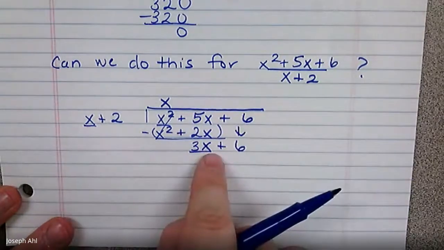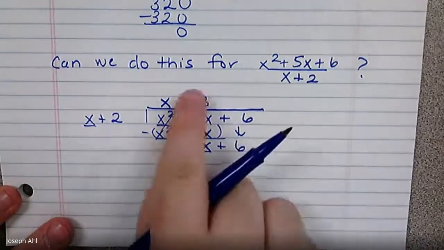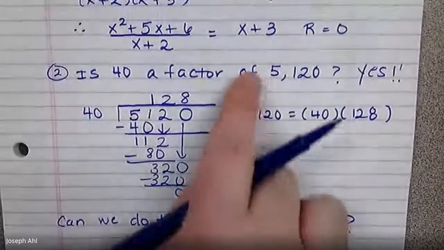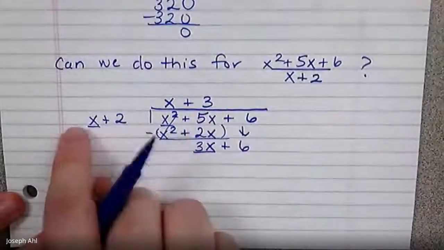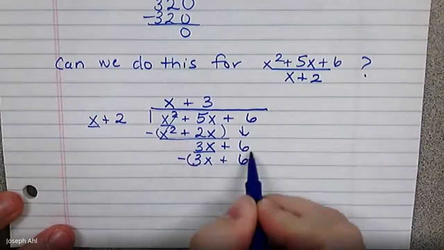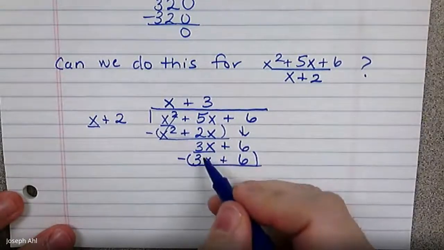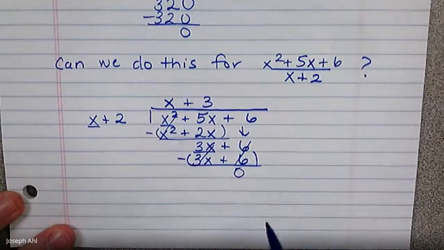X divides into 3x, or 3x divided by x, if you want to think of it that way, would be a positive 3. That's looking promising. What was our quotient up here? X plus 3, right? All right, so then take the 3, multiply it by the binomial x plus 2. That's 3x plus 6. And when I subtract, 3x minus 3x is 0. 6 minus 6 is 0. So we get that same remainder of 0 again.